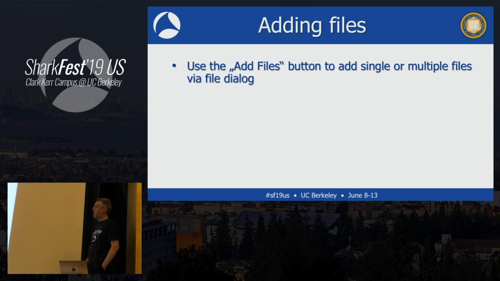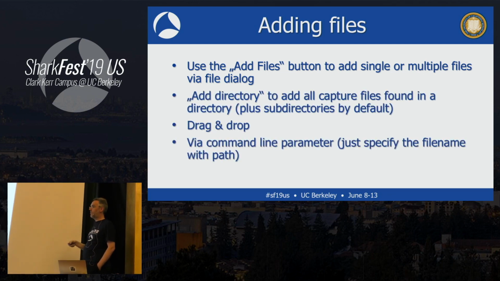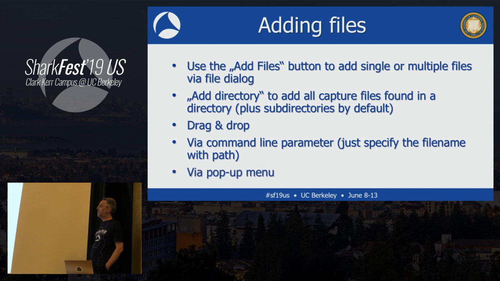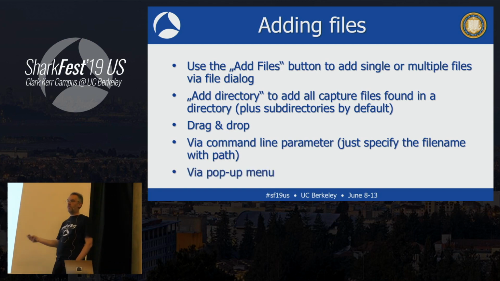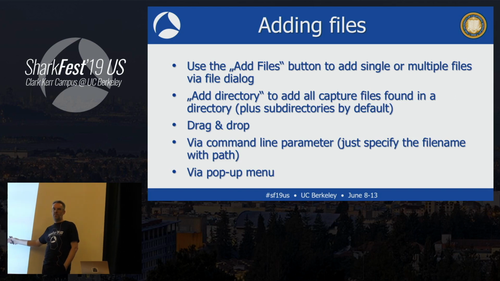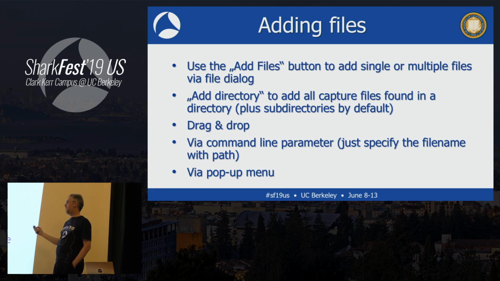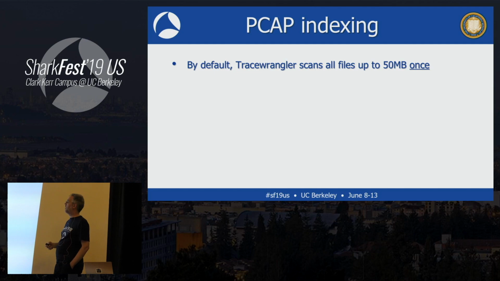Adding files is simple. Just use the add button. I will go through this quickly because we will see that live later. There are a couple of things that you can do. I usually do drag and drop because it's the easiest for me. But you can also add them via command line parameter. That is something tools sometimes do, that call TraceWrangler from another tool, and then pass over the pcap file that you want to use. And of course, pop-up menus and stuff like this.